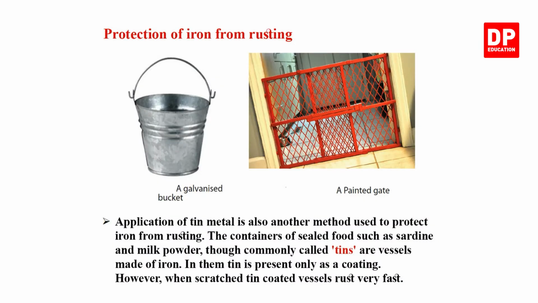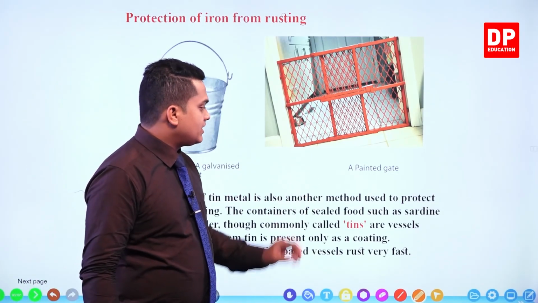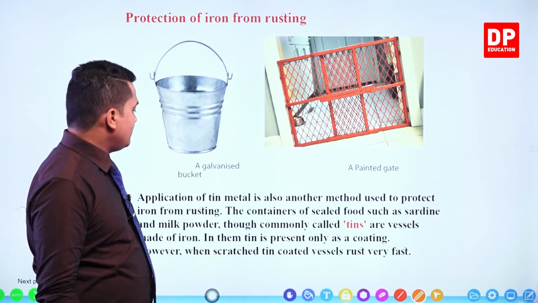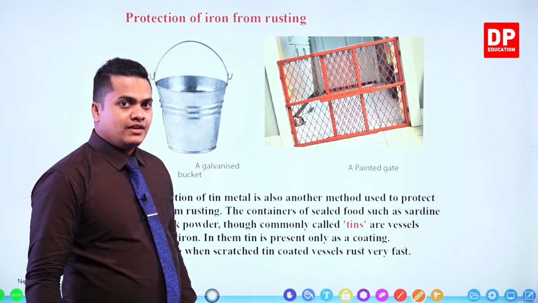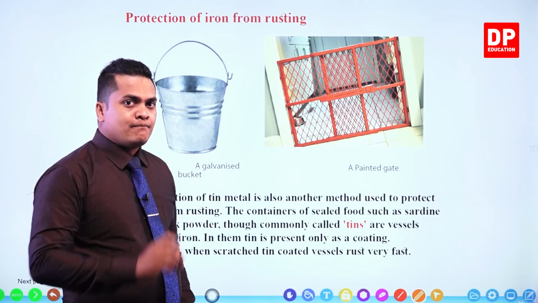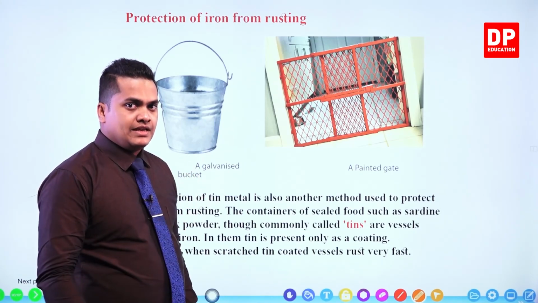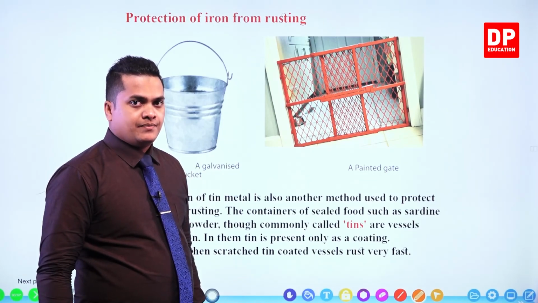So here you can observe a painted gate and a galvanized bucket. Galvanizing means applying zinc. Application of tin metal is also another method used to protect iron from rusting. Tin is a type of metal, right? It's less strong or less reactive than iron. By applying a coating of tin, we can protect the iron from rusting.